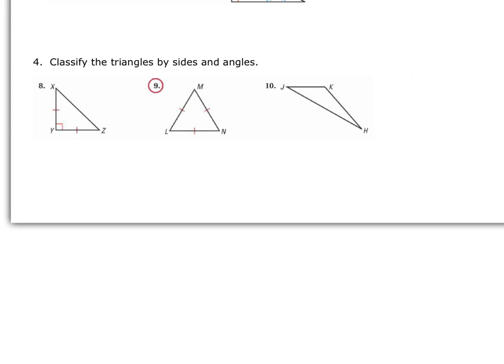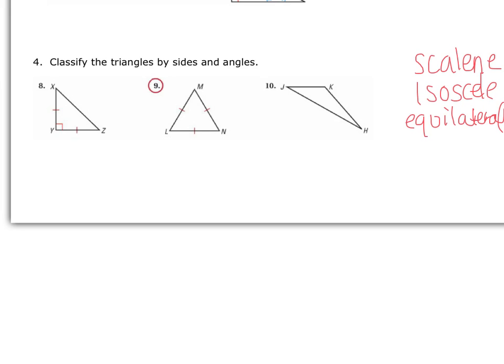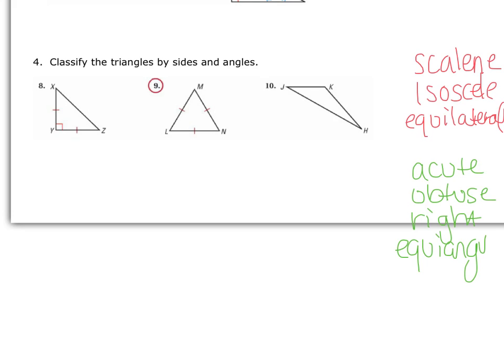All right, one more. So we need to classify the triangles by sides and angles. And the most common thing that happens here is students just do one or the other. You pay attention to the instructions. This wants both. So we went by sides and angles. So remember, by sides is scalene, is none congruent. Isosceles is 2 or more, and equilateral is all. That's by sides. By angles, we have acute, obtuse, we have right, and we have equiangular. So those are our words we're choosing from when we're classifying by sides and angles.